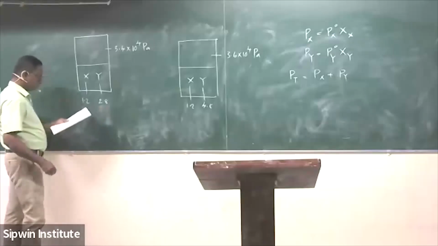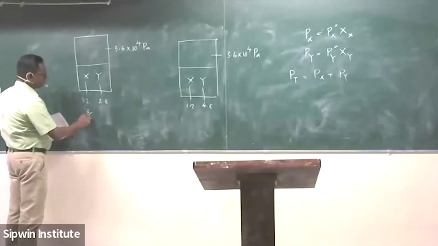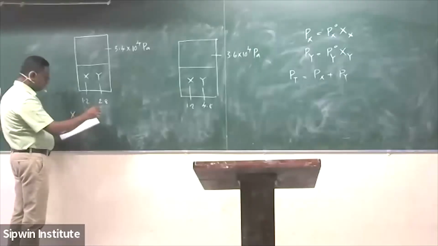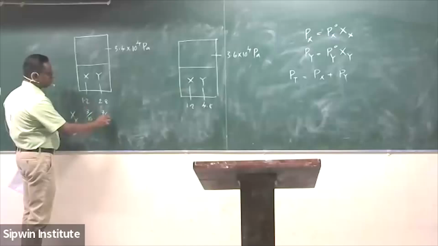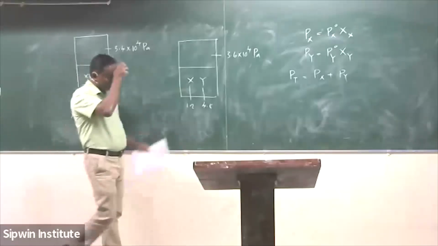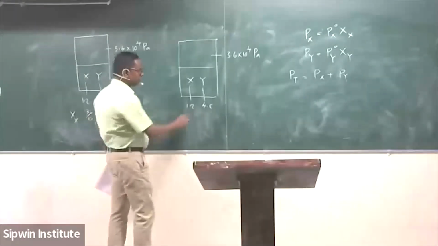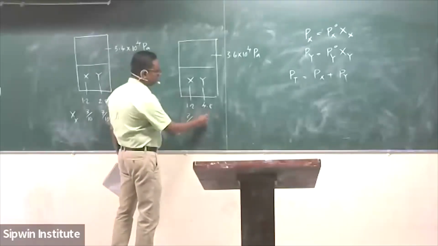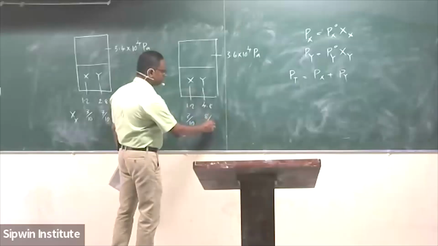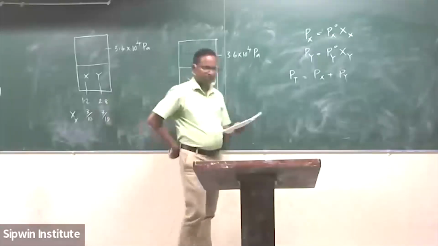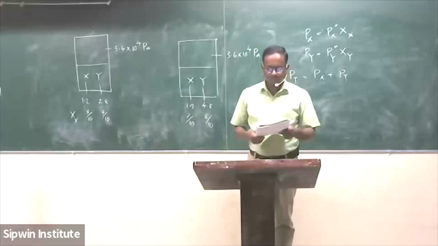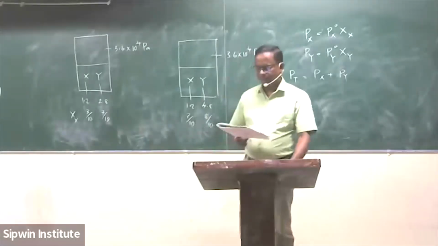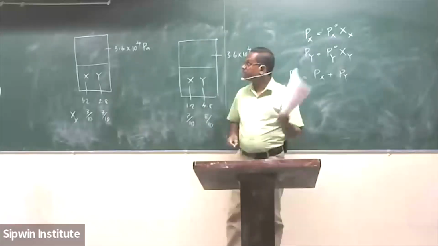Here the mole fraction xx is 3/10 and xy is 7/10. For the other one you get 2/10 and 8/10. These are the mole fractions. With that, substitute.